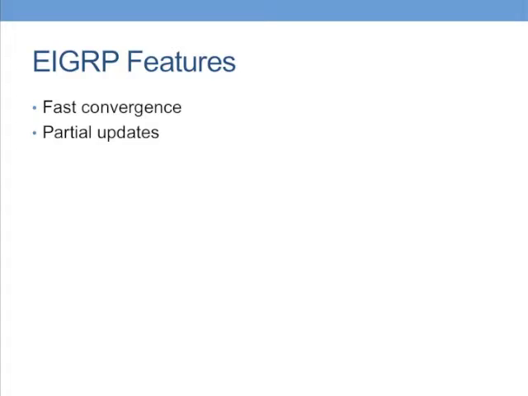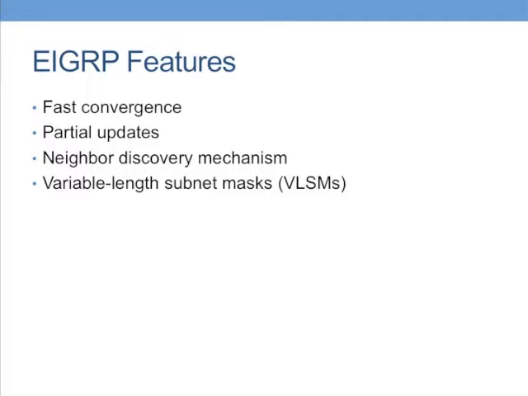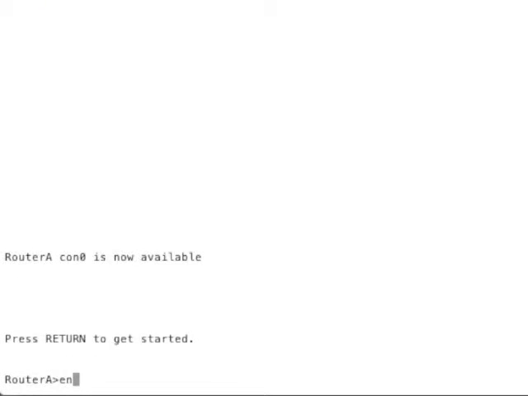Another feature of EIGRP is partial updates. It doesn't have to send its full routing table to its neighbors. Just when there's a new subnet, it'll send that partial update. That's important because it saves on CPU and network resources. It has a network discovery mechanism. It checks if neighbors are up and down using hello packets. And it has other features that you most likely know about at least: VLSMs, route summarization, and it scales really well. You can create a very large EIGRP network.